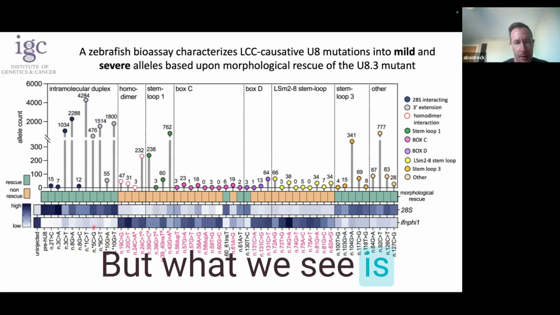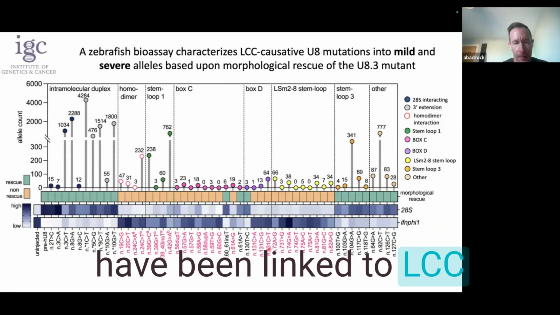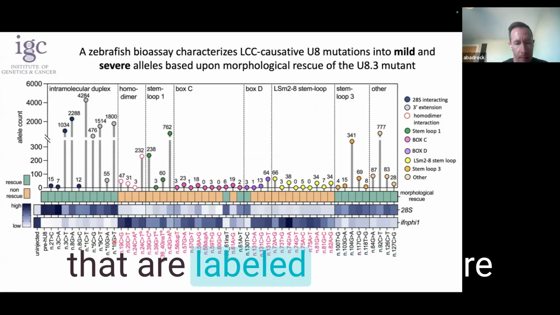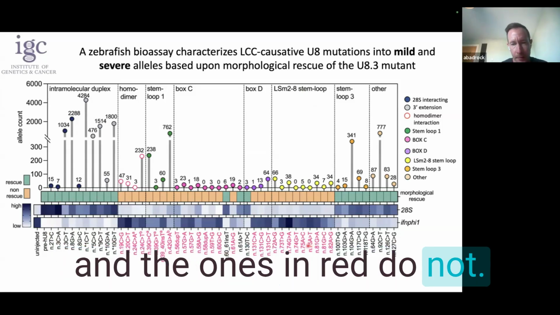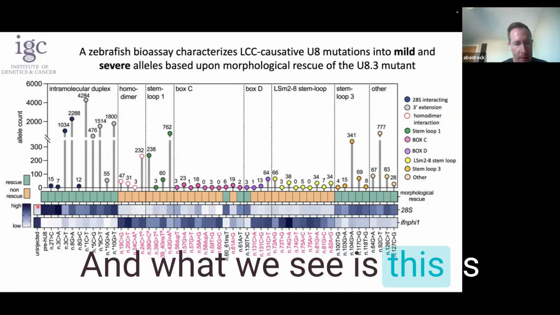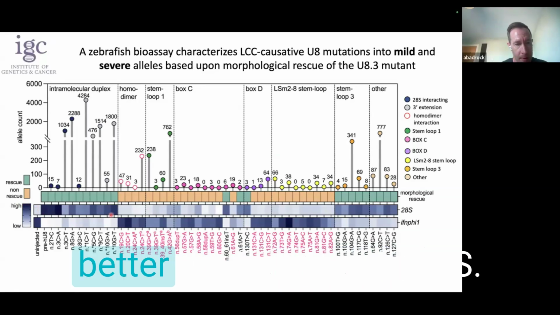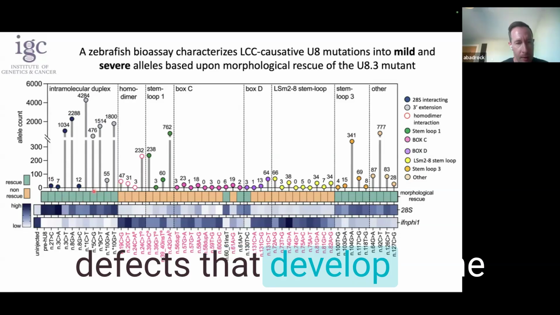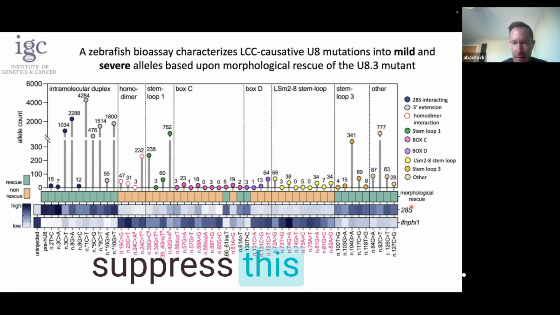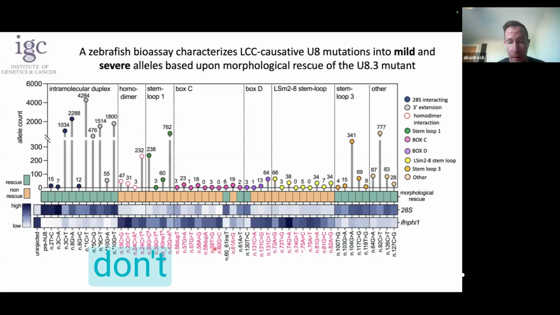But what we see is that for 50 different variations that have been linked to LCC, the variations that are labeled in black are the ones that actually rescue the zebrafish mutant, and the ones in red do not. And what we see is this is what we call a heat map of expression for 28S. So the more blue it is, the better the increase in 28S. And we see that always occurs when you're rescuing the phenotype, the defects that develop in the U8-3 mutant, and then you suppress this interferon. And then we see the opposite with the LCC causative variations that don't rescue the mutant.